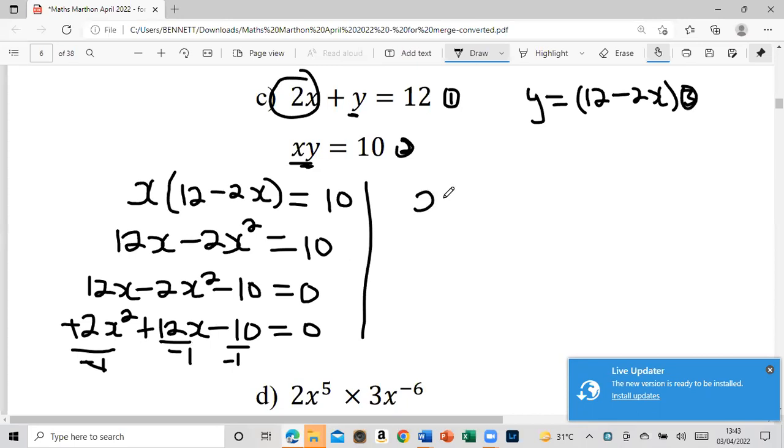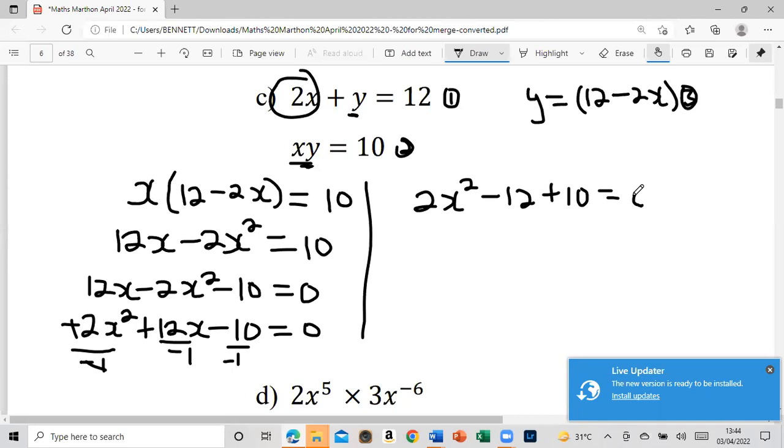But now we can factorize. So this will give you 2x squared, negative 12x and positive 10. And this is equal to 0, right? Factorize this now, and we're good to solve. Use the ABC method. 2 times 10, that's 20, positive. So positive 20x squared. All the factors of 20, which ones can give us 12? 2 and 10.